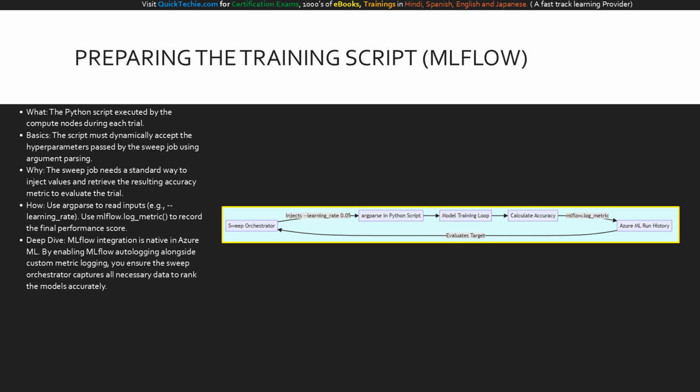This diagram illustrates the critical feedback loop between your code and the sweep orchestrator. On the left, the sweep orchestrator starts a trial by injecting a parameter, like learning rate 0.05. The Python script uses argparse to catch this value and feeds it into the model training loop. Once training is complete, the script calculates the accuracy. Crucially, the script uses mlflow.log_metric to push that accuracy score into the Azure ML run history. The orchestrator pulls that score from the history to evaluate the success of the trial. If you break this loop by forgetting to log the metric, the sweep job cannot function.